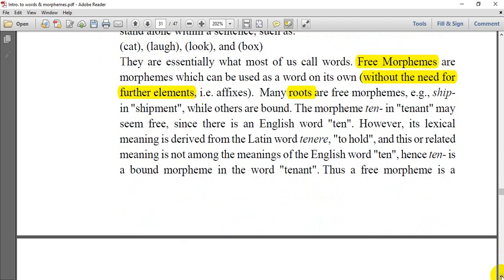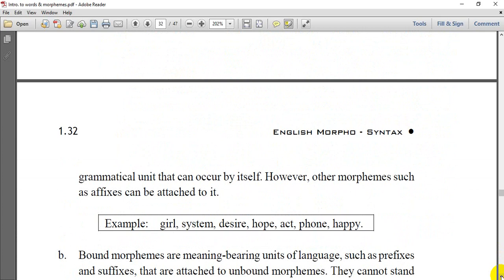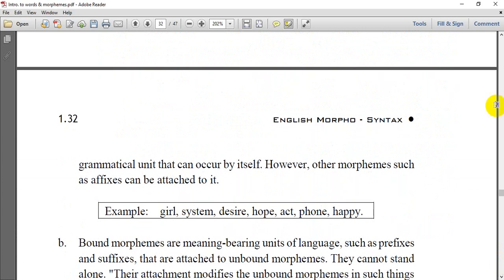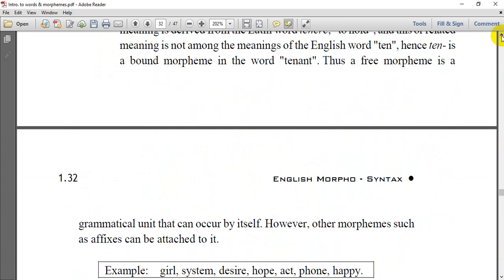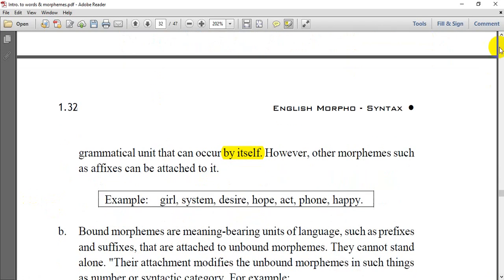What do we mean by free morphemes? A free morpheme is a grammatical unit that can occur by itself, can stand alone. However, other morphemes such as affixes can be attached to it. For example, here we have: girl, system, desire, hope, act, phone, happy.